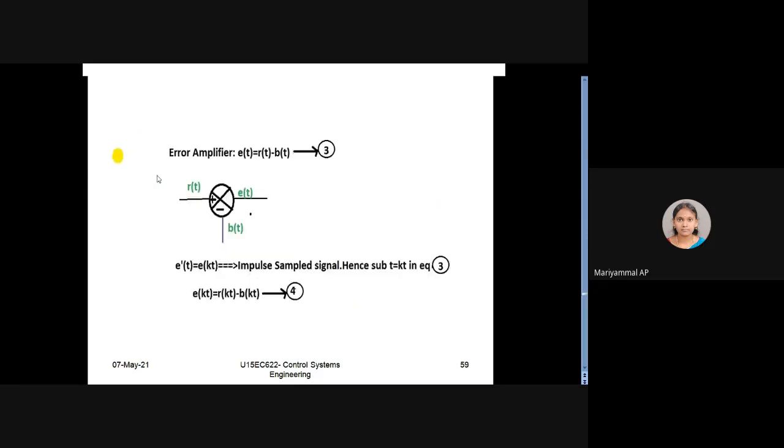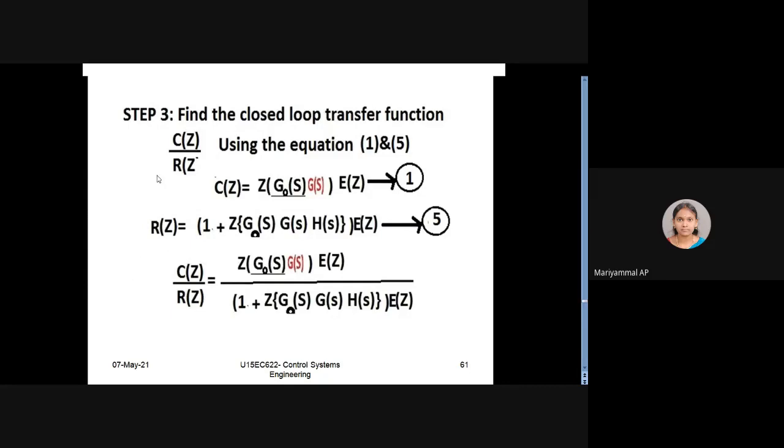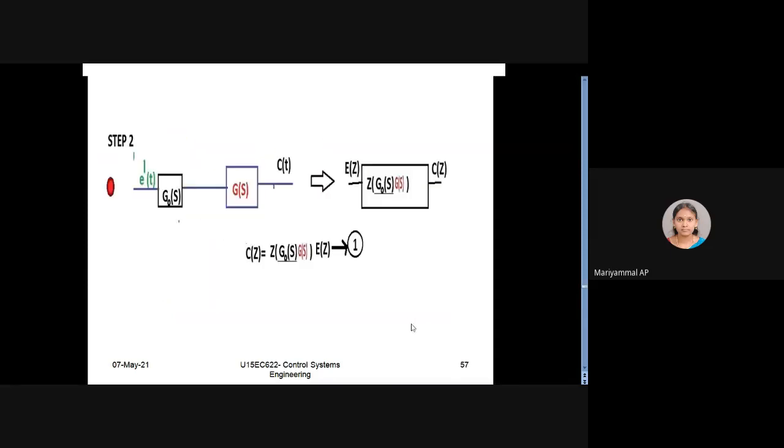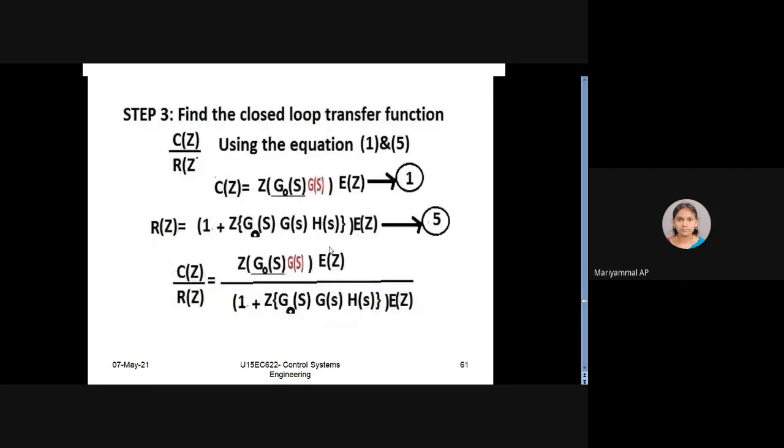So we are taking the Z transform here for finding the transfer function. So we have to find it. What is that closed loop transfer function? C of Z by R of Z. Okay, so already we calculated what is R of Z. Then we are taking that C of Z from the first equation. Just you are substituting. So C of Z is taken from the first equation and R of Z is taken from your fifth equation. Just you are substituting in that C of Z by R of Z.